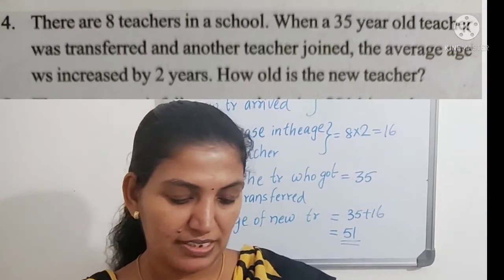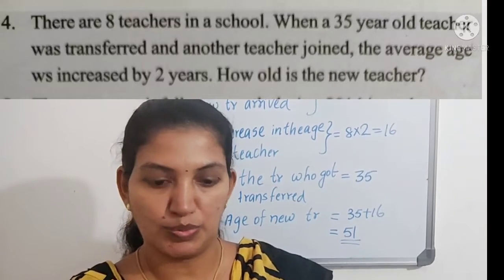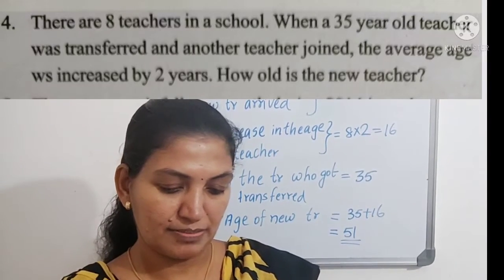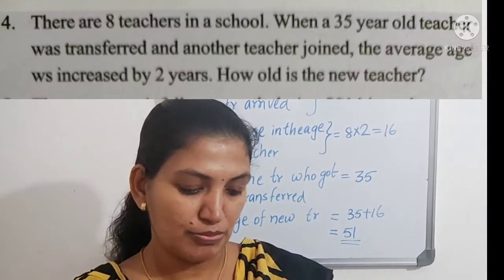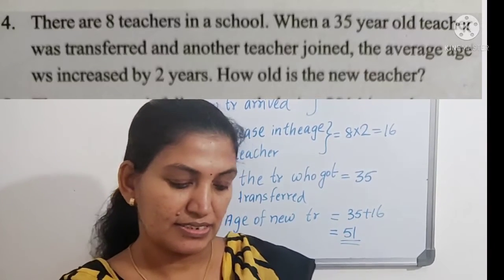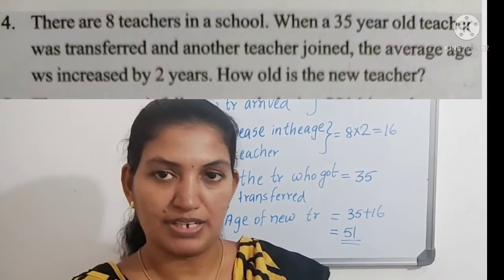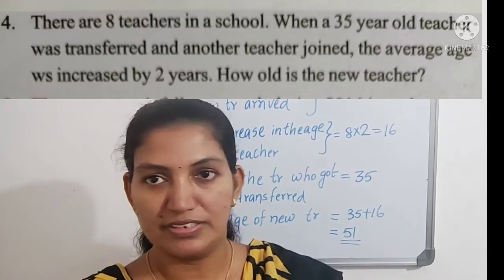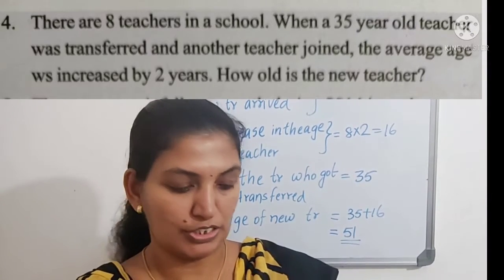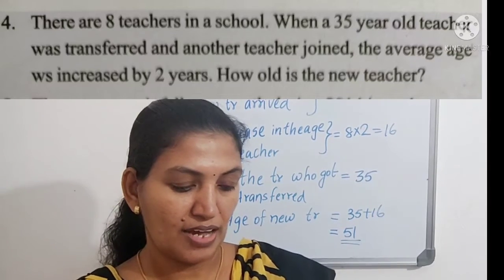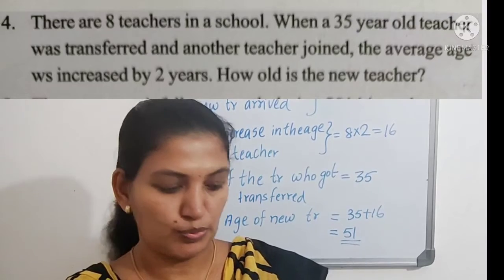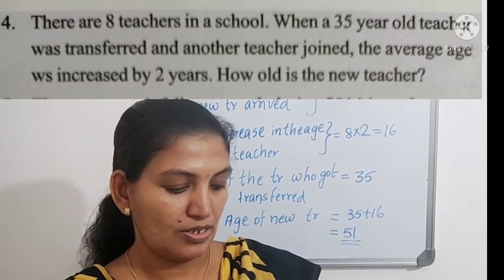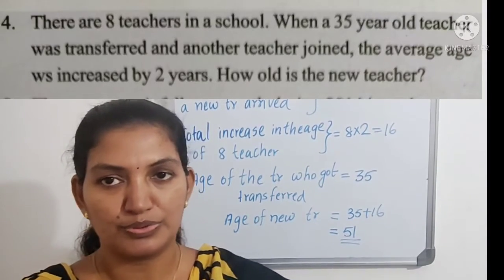What is the meaning of the question? There are 8 teachers in a school. Then one teacher is transferred. What is the age of that teacher? That is, a 35-year-old teacher transferred. Then one teacher joined newly. So the average is increased by 2 years. Average increase is 2 years. Then we have to find the age of the new teacher.